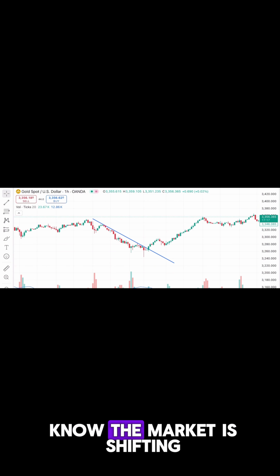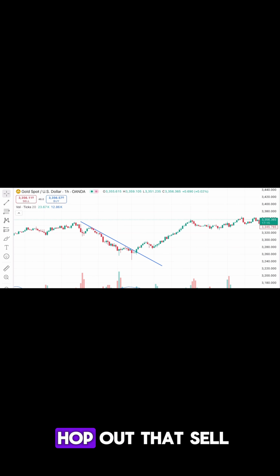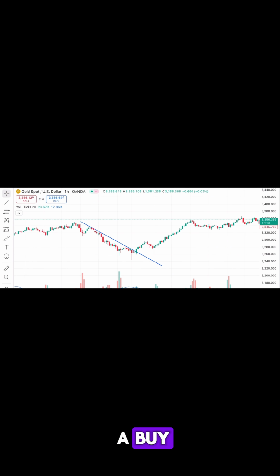So that lets us know the market is shifting and we need to hop out of that sell and maybe hop into a buy.